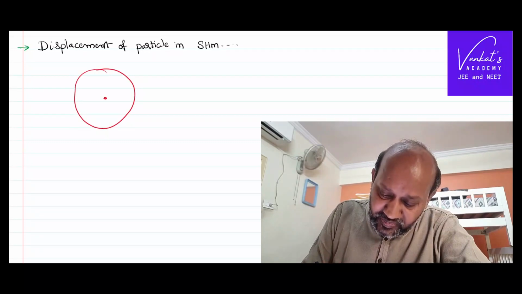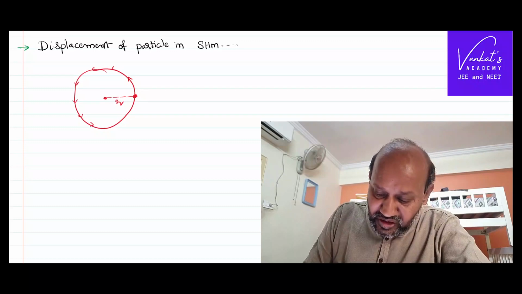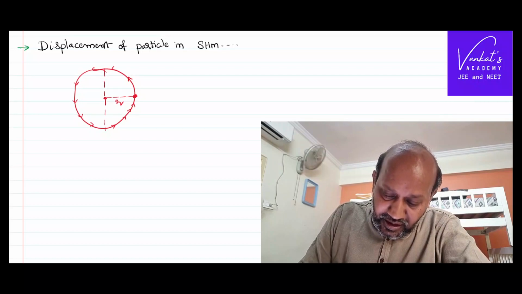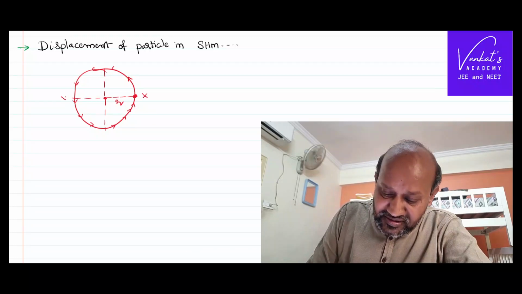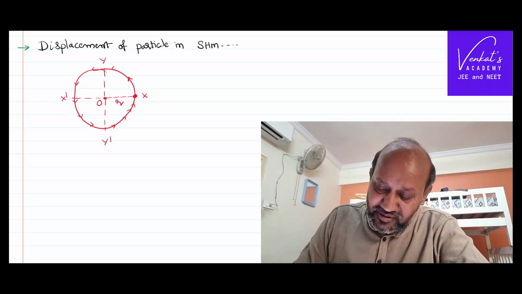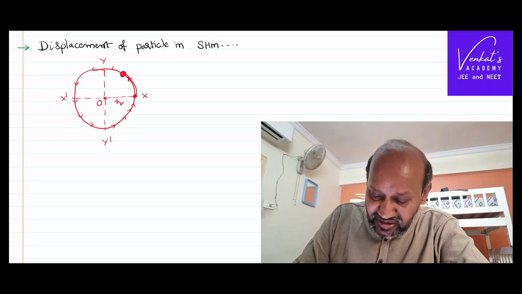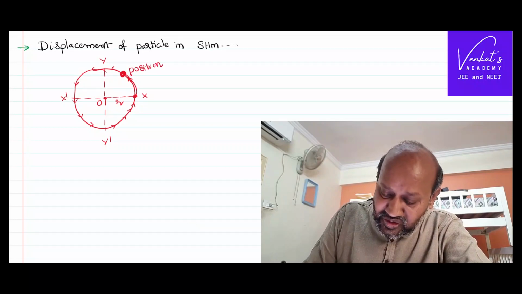So imagine a body is in a uniform circular motion with a radius r. Let that be in uniform circular motion in an anti-clockwise direction. Then I need to draw its vertical projection onto the y-axis. So this is the x-axis, negative x-axis, positive y-axis, negative y-axis. This is the origin. Somewhere here is the body. So this is the position of the particle in uniform circular motion.